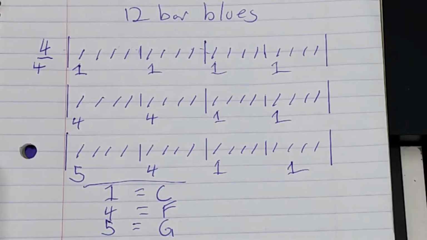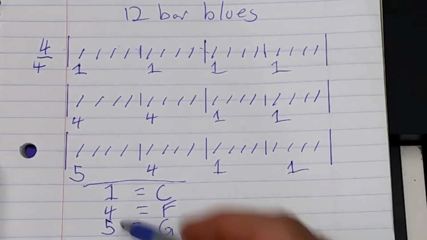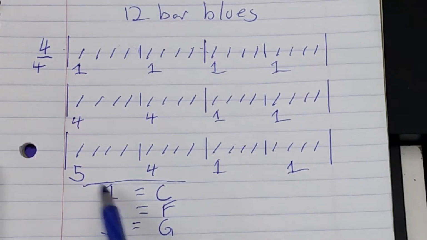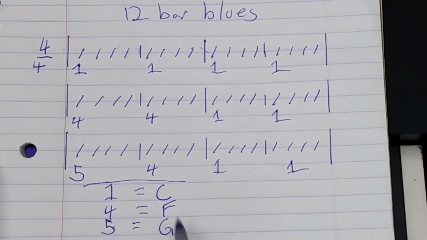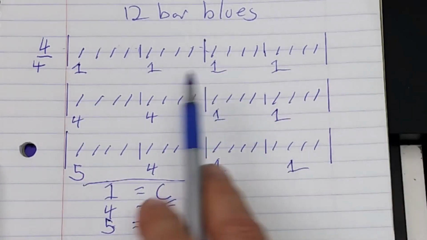So our 12-bar blues are some really simple chord changes. The 1 chord and the 4 chord and the 5 chord we learned are the strongest chords of the key. They're the only 3 major chords that are in the key. So the 1 chord is a C chord, the 4 chord is an F chord, and the 5 chord is a G chord.